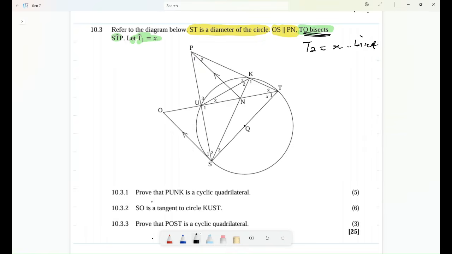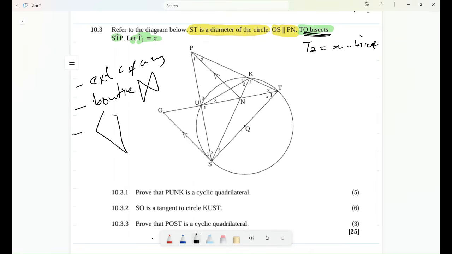All right. Now 10.3.1 says to us, prove that PUNK is a cyclic quadrilateral. Remember, I said there are three ways to prove that something is a cyclic quadrilateral. First, the exterior angle of a cyclic quad. The second one, bow tie. The third one, opposite angles sum to 180 degrees. This is what we are trying to prove. Between the three, you should use the one that is applicable for this case.